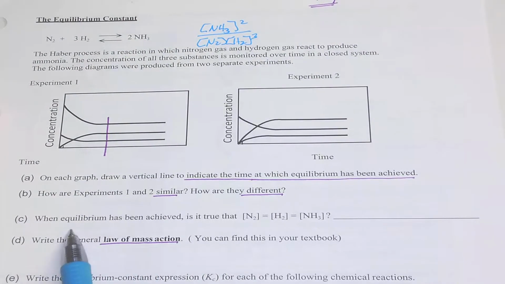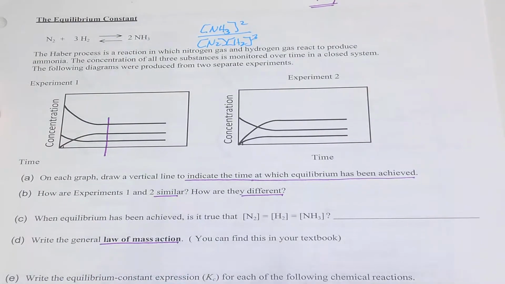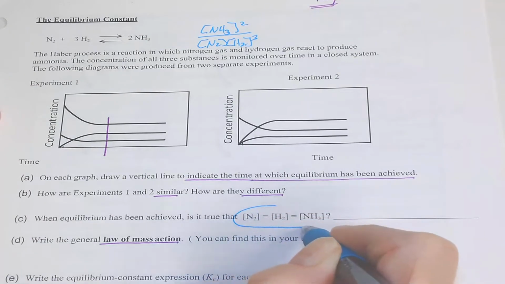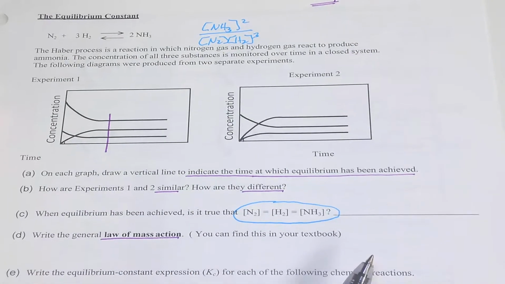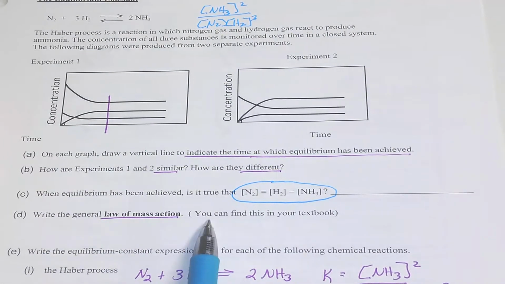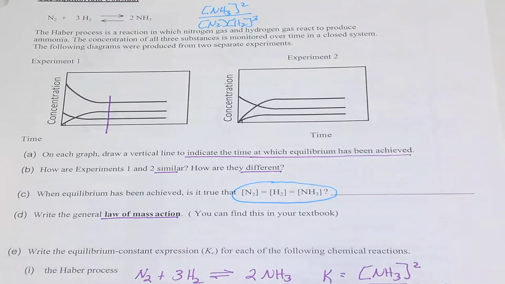So think about this. When equilibrium has been achieved, is it true that these are equal? And be able to explain that. The law of mass action I just wrote for you up there. You can look at it in your textbook or recopy it from the top.